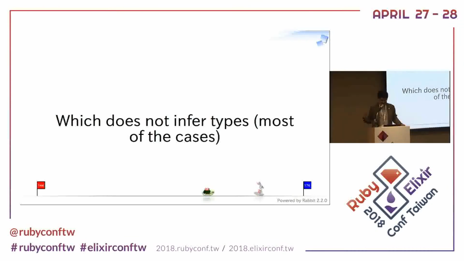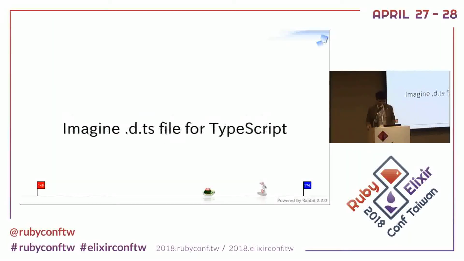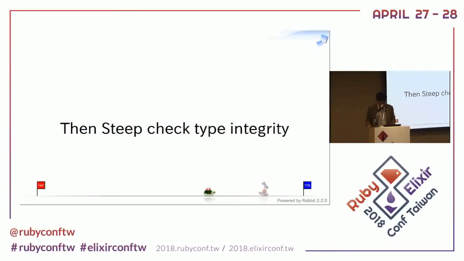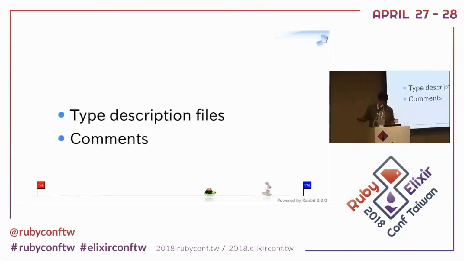Steep does not infer types in most cases. So Steep requires a type description file. Imagine a .d.ts file for TypeScript. So Steep checks type integrity. There's four ways. No, I was wrong. That was the old version. There are two ways to provide the type description in Steep: a type description file and comments. You can add comments to say what type a variable is or something like that. I hate that actually, but Steep does that.